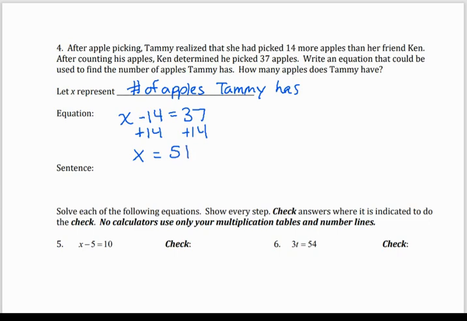But please make sure your equation is right. Remember, it's not just about the right answer anymore. It's all the parts that give you points. And so our sentence is that Tammy has 51 apples.